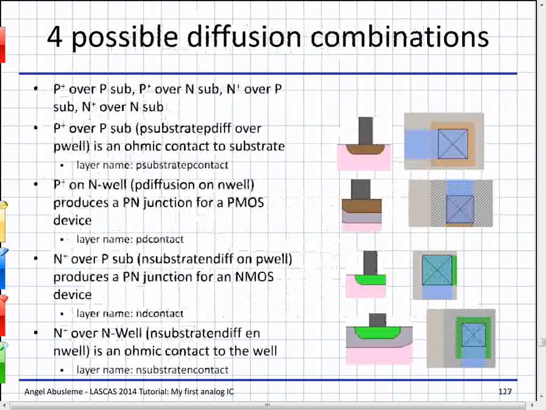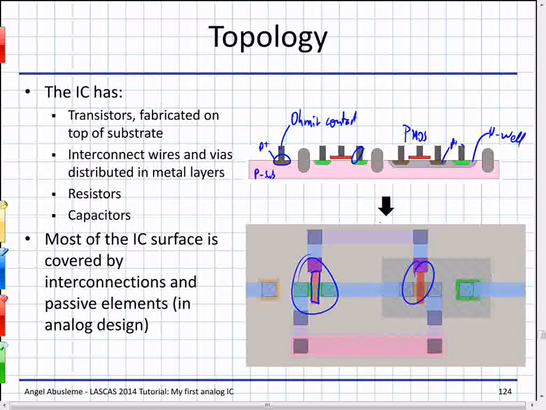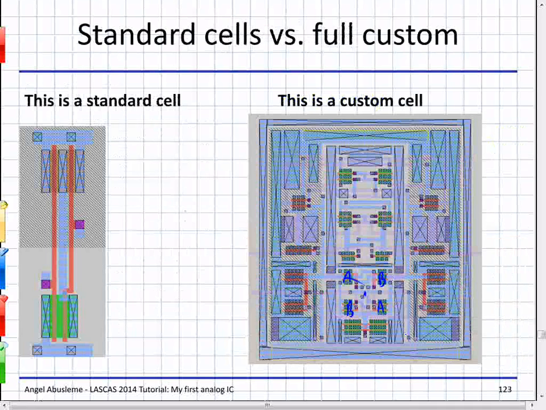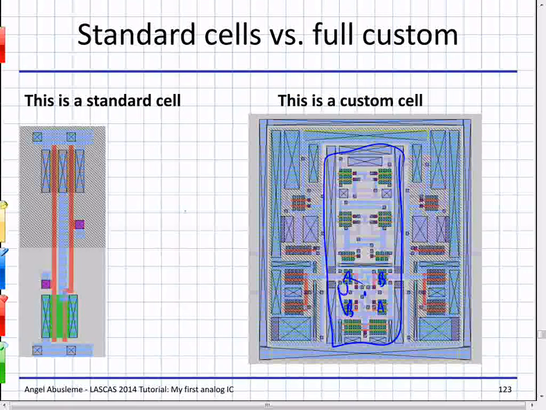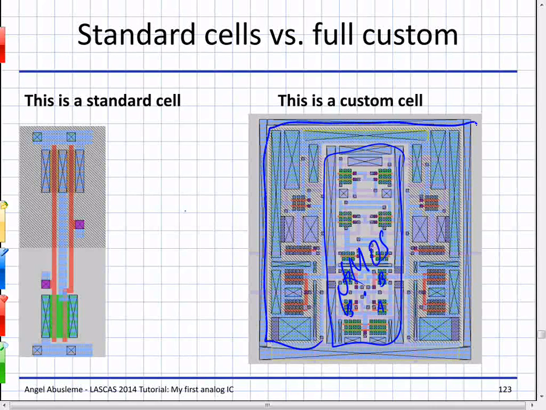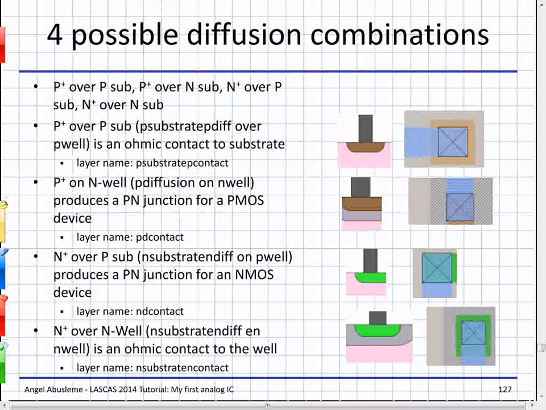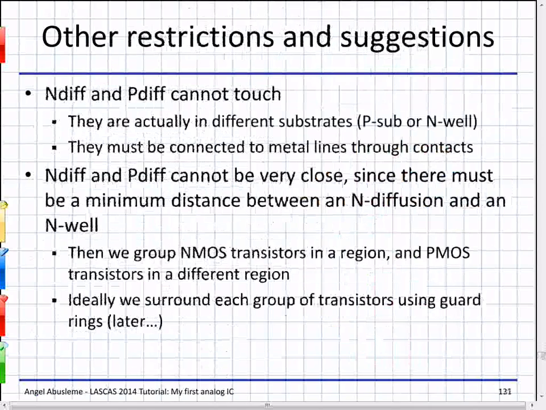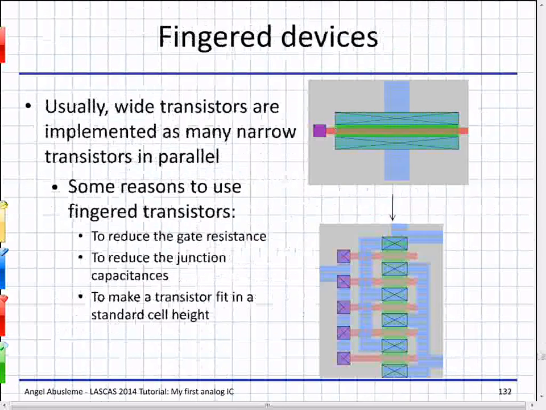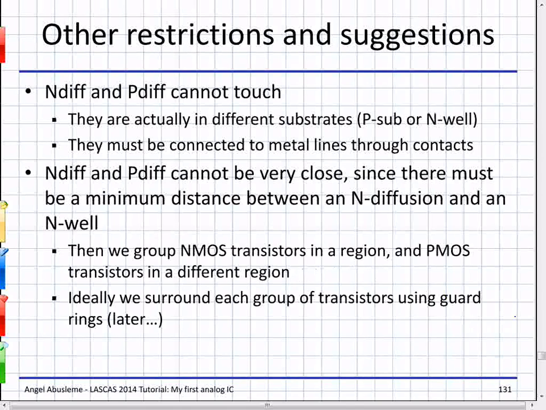I'll go back to this slide here. And we see here all of these are NMOS, and all of these are PMOS devices. And they all share the same substrate, or the same well in this case. So we put them in different regions.